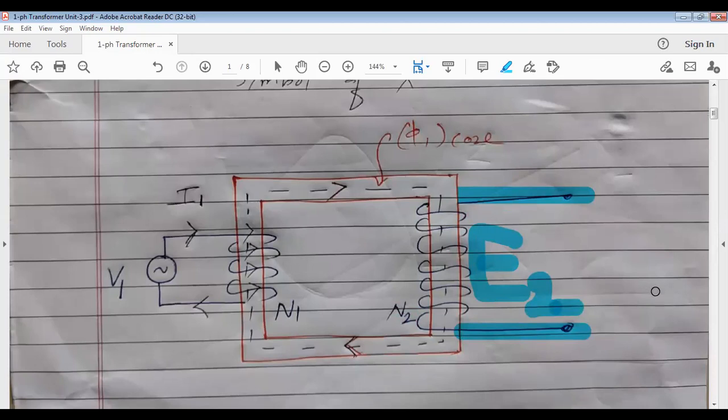Is the secondary open? Yes, ma'am, it's open. Okay, it's an open circuit. On the secondary side, no load is connected, which is called a transformer on no load. Transformer on no load means no load is connected on the secondary, meaning the secondary is open. It's an open circuit across the secondary.